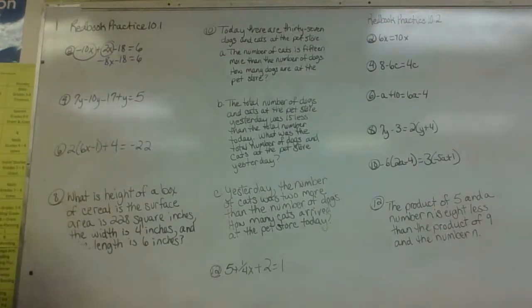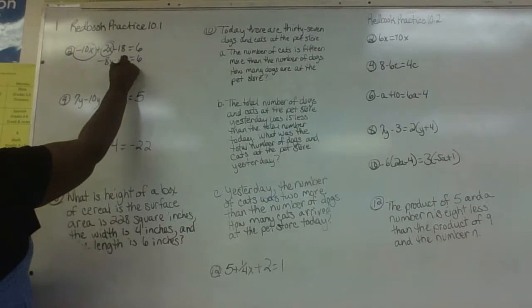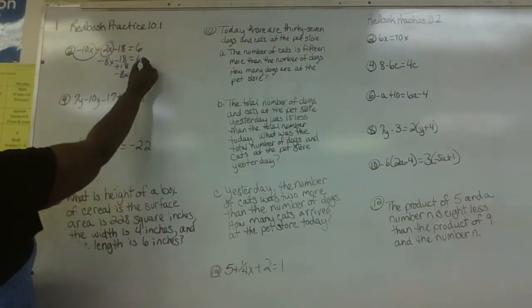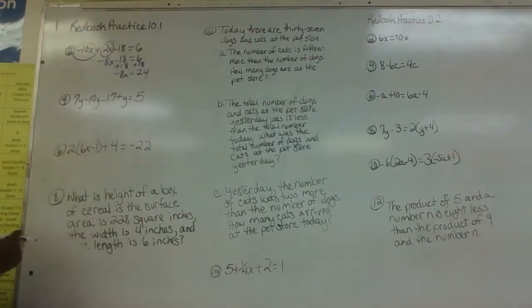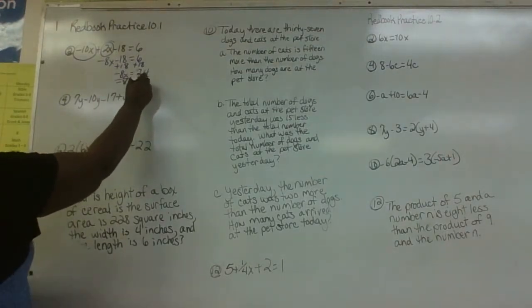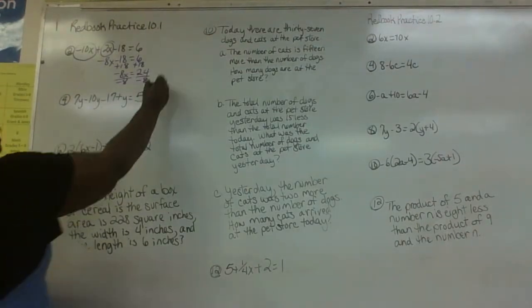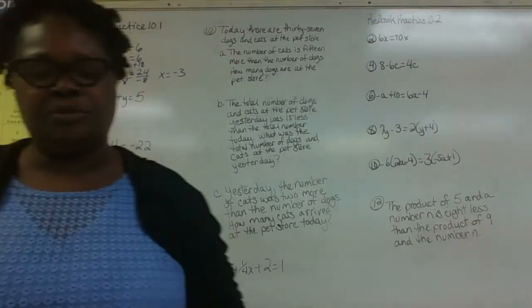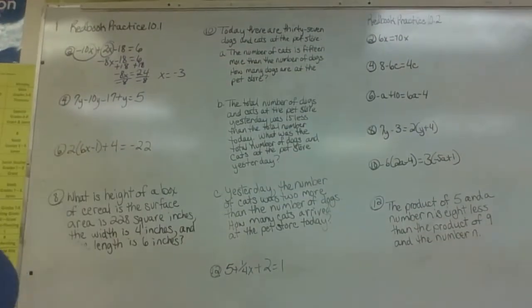Now we're going to move our 18, plus 18, plus 18. Negative 8x is equal to, in this case, 24. Now we're going to divide both sides by negative 8, and therefore x is equal to negative 3. All right, that's number 2. Let's move on to number 4.